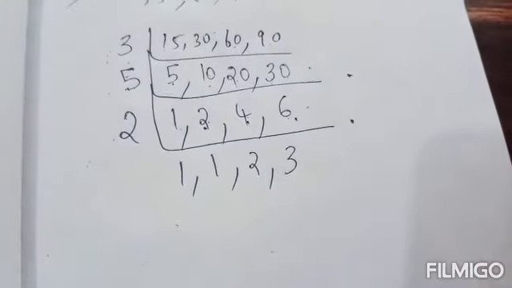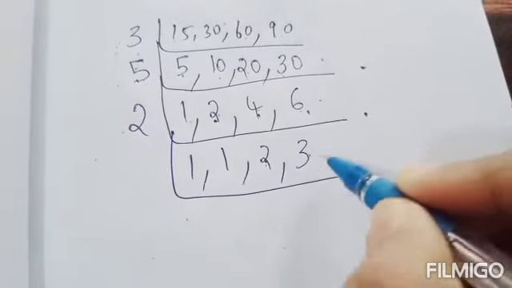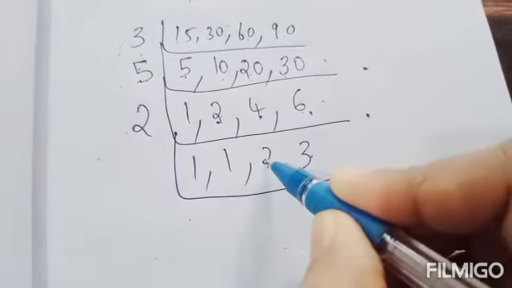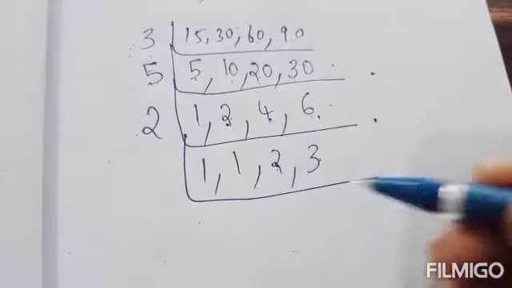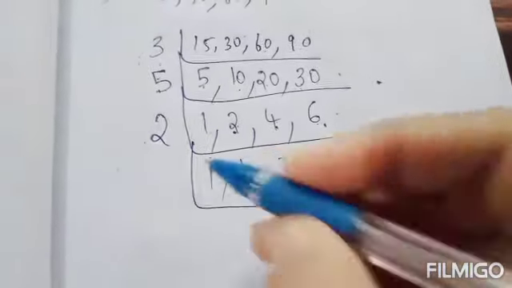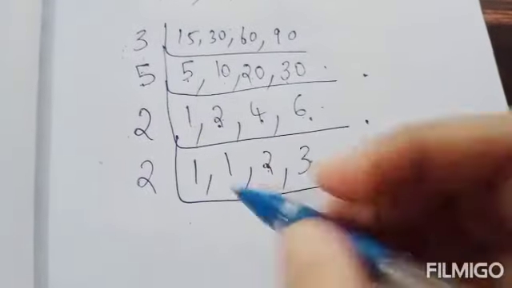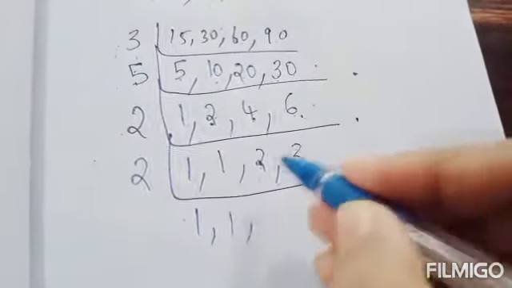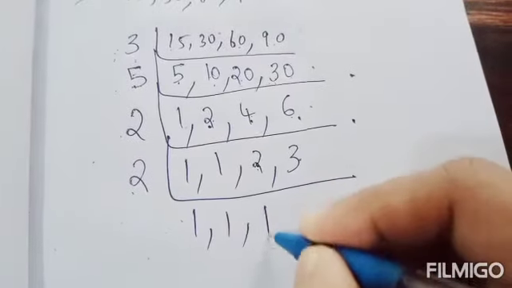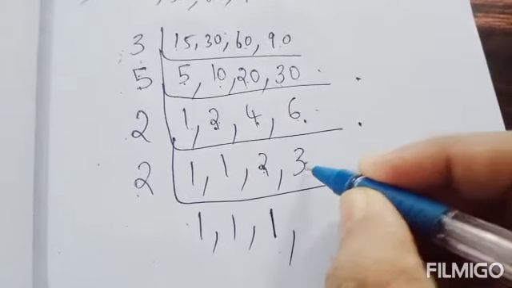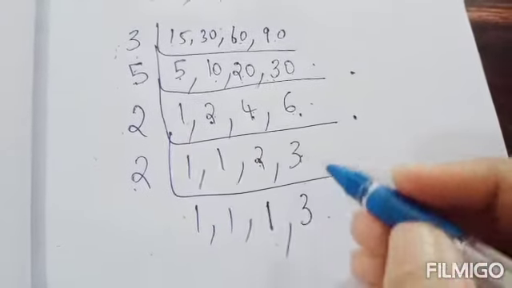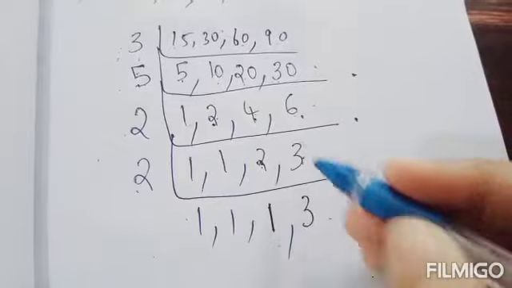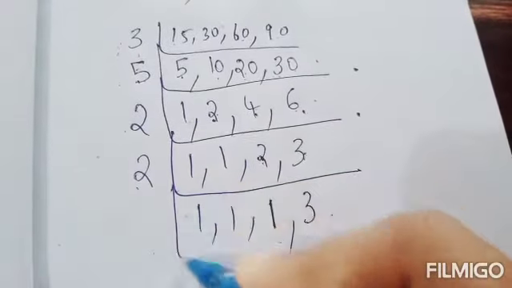Now 2 and 3 are coming. So 2 you can divide by 2 only. In place of 2, if you want to get 1, then divide by 2. So 1, 1, 2 divided by 2 is 1. Now 3 is not divisible by 2, so write 3 as it is. Don't divide 3 by 2. You can write down that 3.